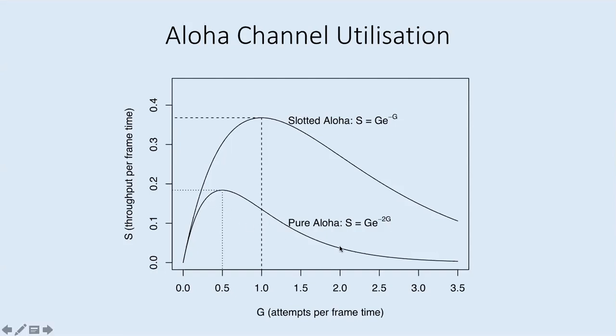And this lower curve is the throughput of that system. So as the attempts to send go up, the performance of this system falls away to zero. And in fact, even at best, the throughput is about 18%. So it doesn't scale well to large numbers of nodes.